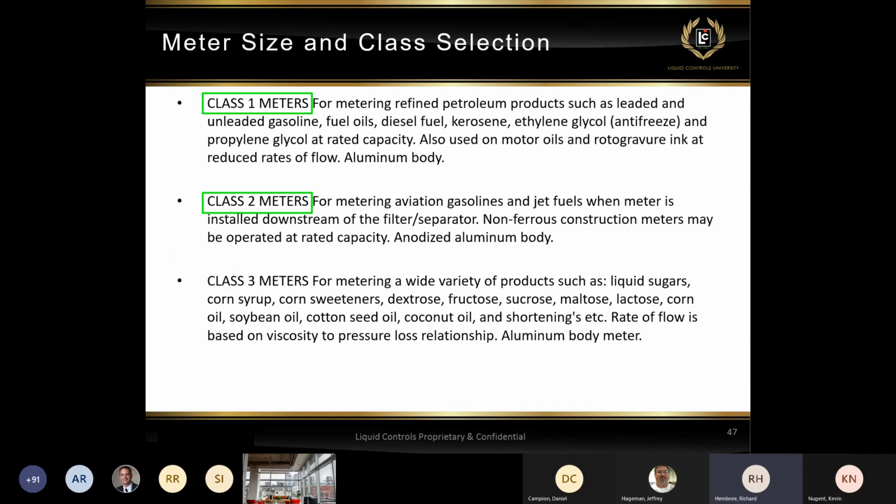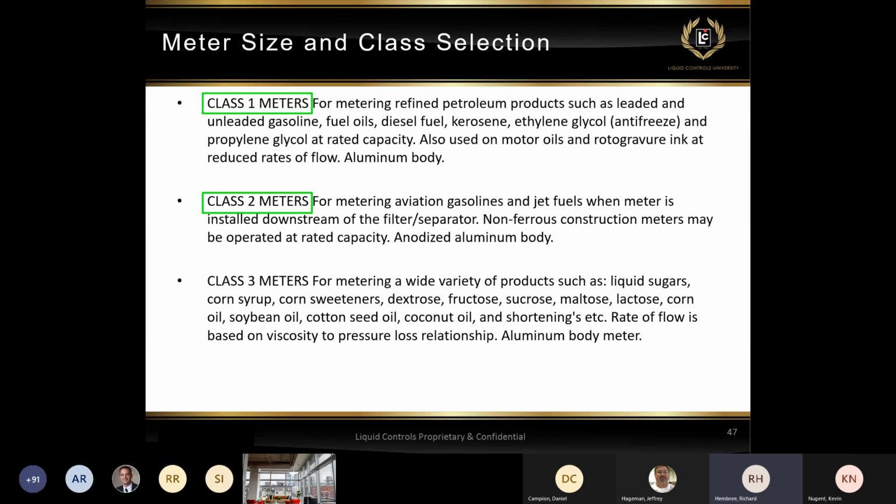And again, Liquid Controls uses a class system to identify the meter and for its applications. A class 1 meter is for metering your refined petroleum products, such as leaded and unleaded gasolines, your fuel oils, diesel fuel, kerosenes, also used in some of the glycol, and used on motor oils. It's an aluminum body housing.